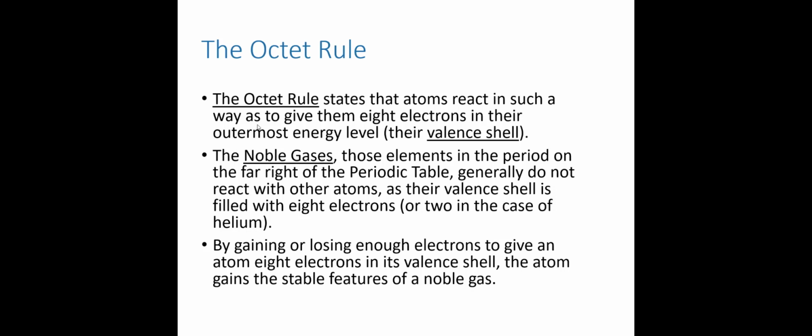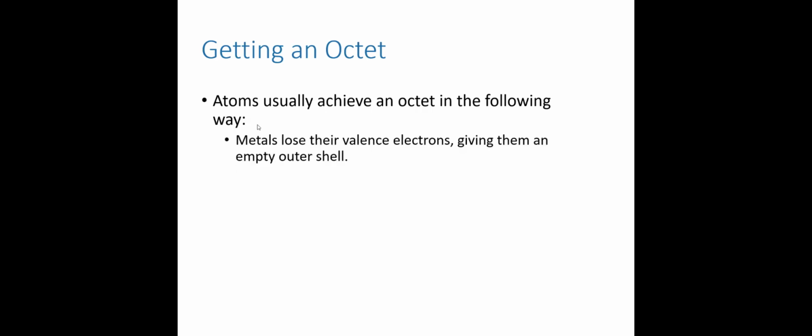So atoms which might be less stable, like say a sodium atom or a chlorine atom, will gain or lose electrons until they can get to 8 electrons in their valence shell. In that way, they become much more stable compared to the way they were before that change. There's a couple of ways in which an atom can obtain an octet. Metals tend to lose their valence electrons, and that gives them an empty outer shell. That means that the next shell in becomes the valence shell.